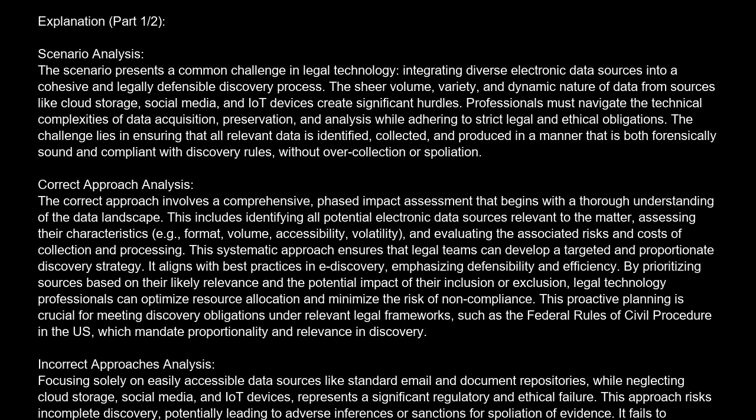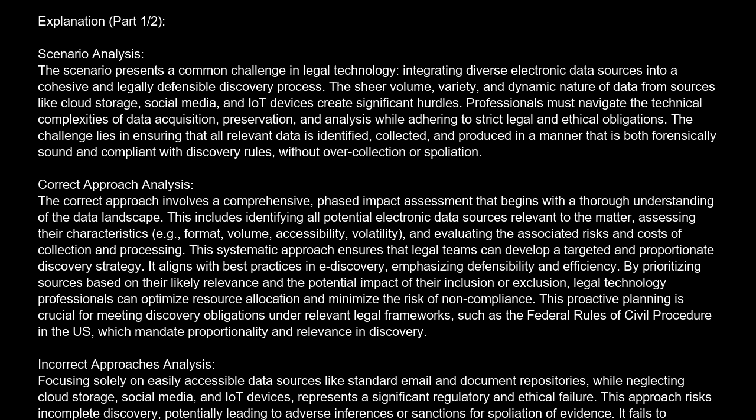Incorrect approaches analysis. Focusing solely on easily accessible data sources like standard email and document repositories, while neglecting cloud storage, social media, and EOT devices, represents a significant regulatory and ethical failure. This approach risks incomplete discovery, potentially leading to adverse inferences or sanctions for spoliation of evidence. It fails to acknowledge the evolving landscape of electronic data and the likelihood that critical information resides in less conventional sources.